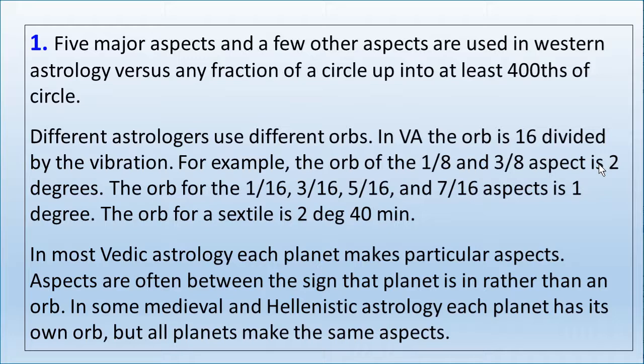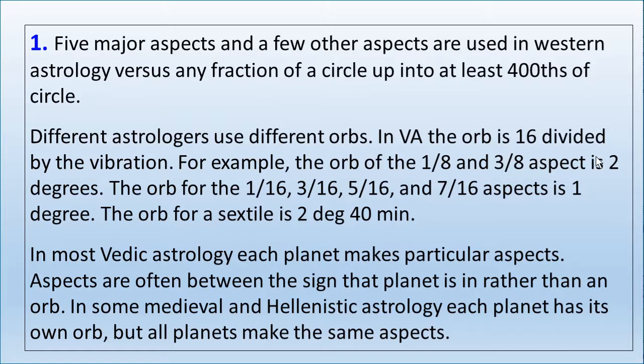In vibrational astrology, we look at an aspect as a fraction of a circle, and we go up into the 400ths, at least 400ths of a circle. So almost any fraction, actually not almost, any fraction of a circle is an aspect, and that seems overwhelming and confusing, but as we will see, we have a very clear and direct way to find out which of those aspects are the most important and relevant to a person.